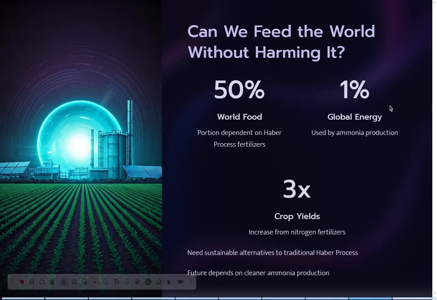Now, can we feed the world without it? 50% of the world's food is dependent on Haber process fertilizers. But the catch with that is that it uses 1% of the global energy. Now, it doesn't look like a big number, but when it's actually put into perspective, it is using way more than it should be. But it also helps crop yields grow 3 times faster because of the nitrogen fertilizers, because of the ammonia.